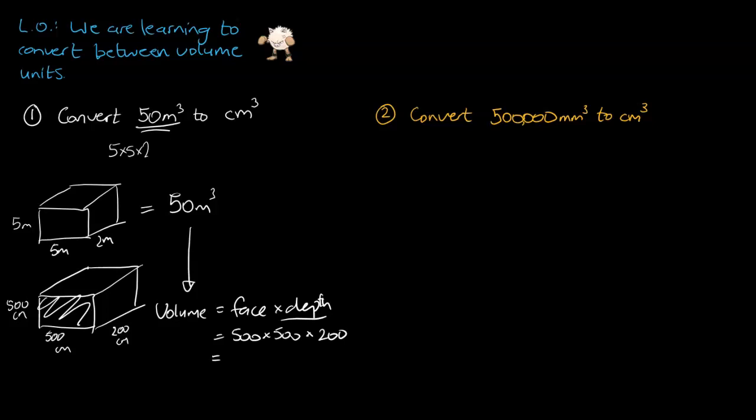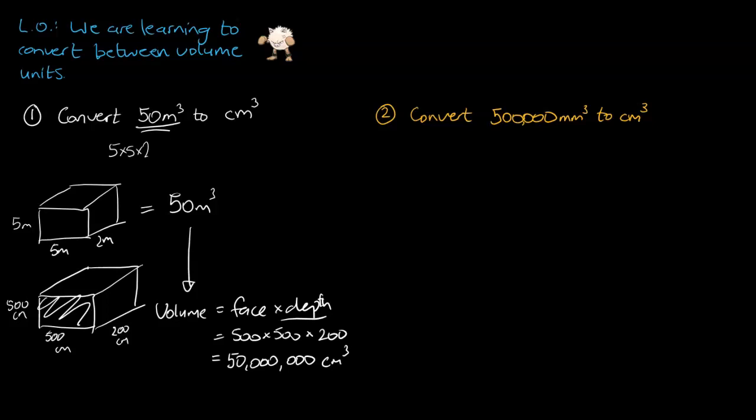I've got mine here too. 500 times 500 times 200. I'm getting quite a big number, 50 million. So we've got 50, 3 zeros centimeters cubed. Geez, what a big number that was. That's how we converted that first one.